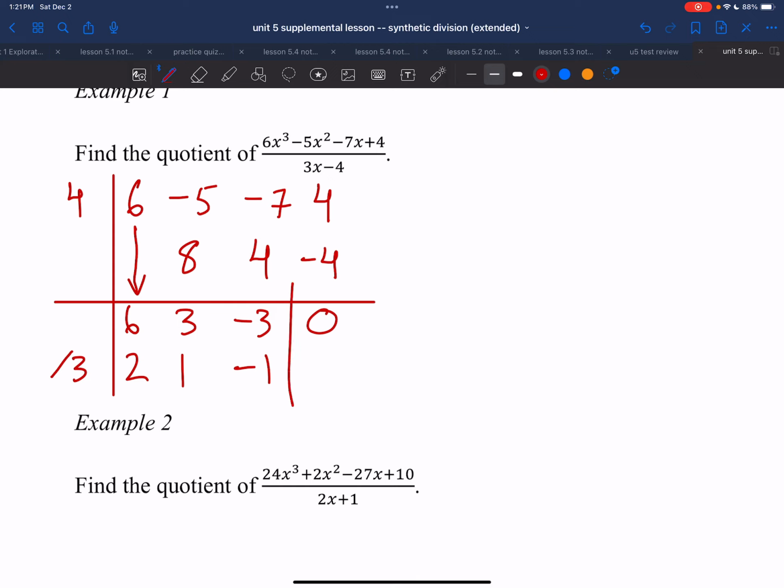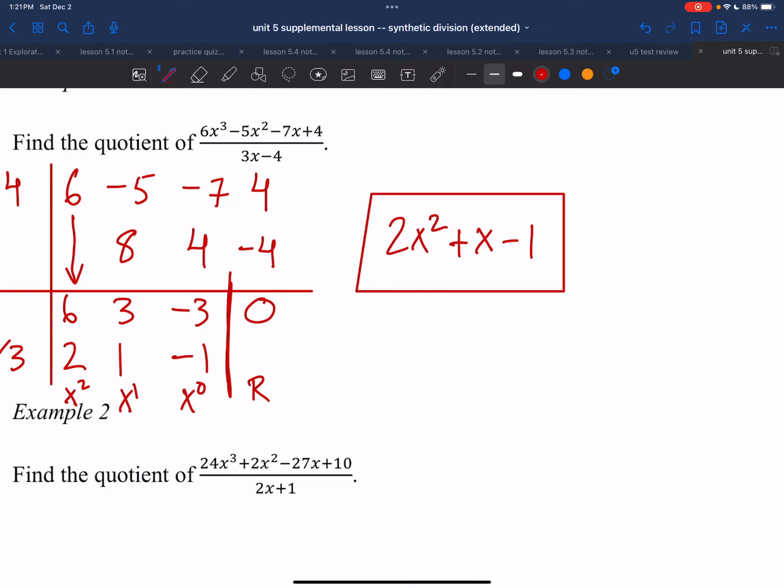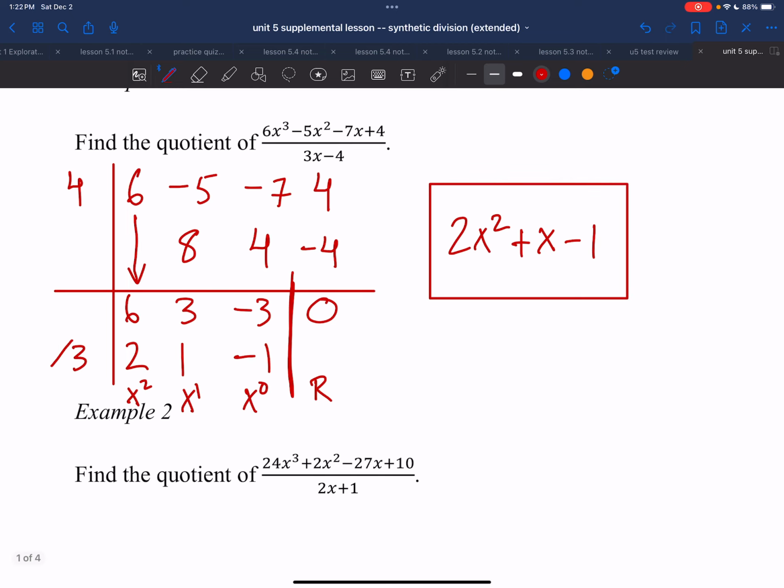And so this is my kind of separator. This is the remainder. And then the bottom terms are the coefficients. So this is x to the 0, x to the 1, x squared. So you see I have remainder 0 means the quotient of this is 2x squared plus x minus 1. And that's it. Done. That's how you do synthetic division for non-monic linear factors.